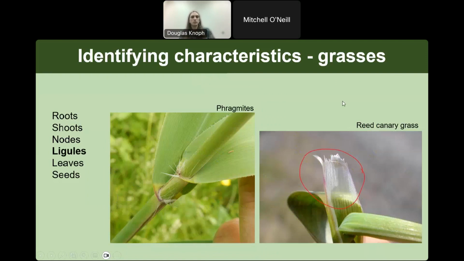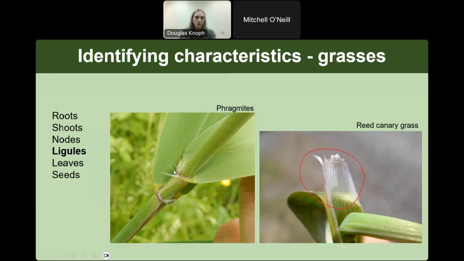So ligules, this is a structure of grasses where the leaf is jutting off of the stem. In several species, this can be used as a good identifying feature. Two species, Phragmites and reed canary grass, have these features, which are very commonly used for identification. So either one of these photos could be used. If you report Phragmites and this is the only photo you include, this is good enough to confirm the species.